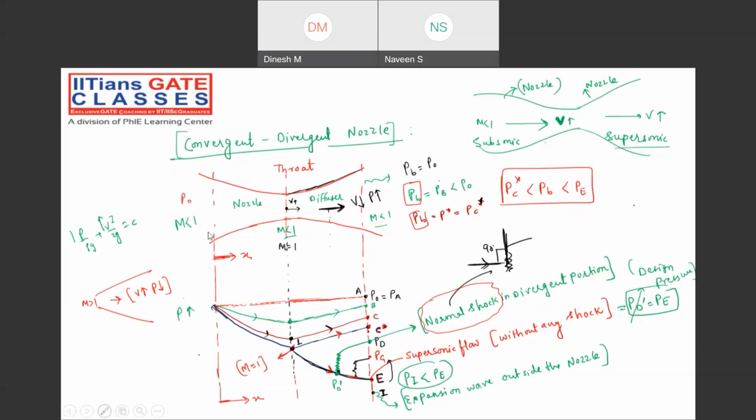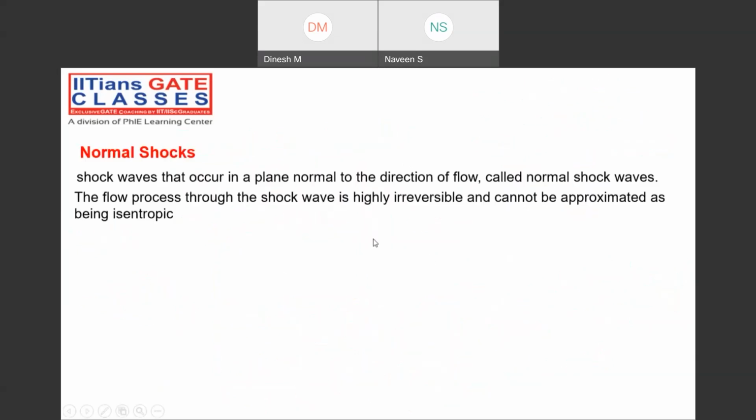We'll discuss the normal shock. So note down, shock wave that occurs in a plane normal to the direction of flow. This is the flow direction and the shock wave is something like this. This is the plane of shock.